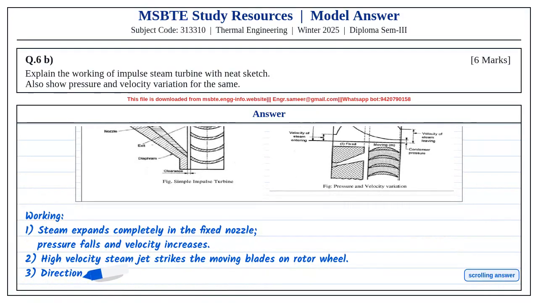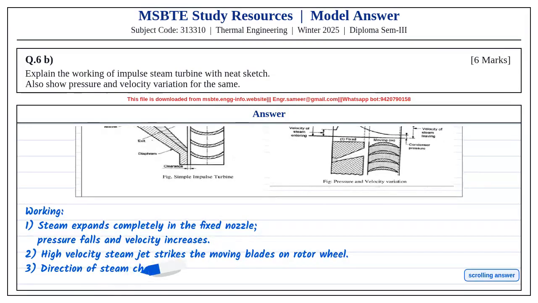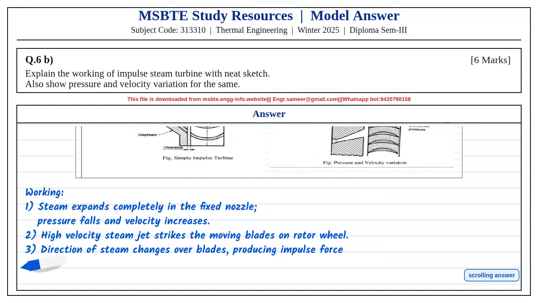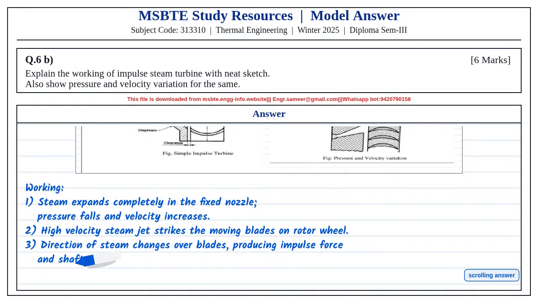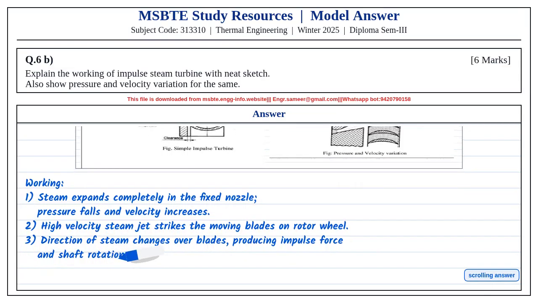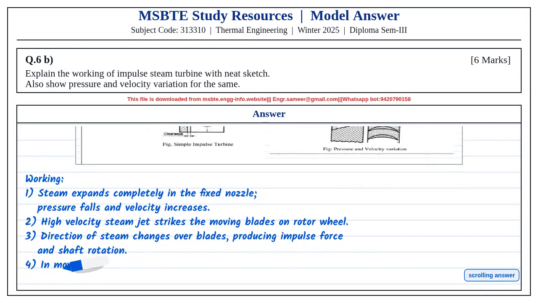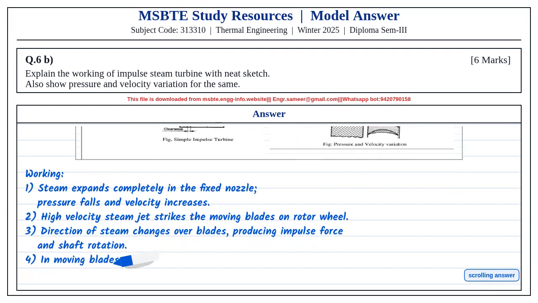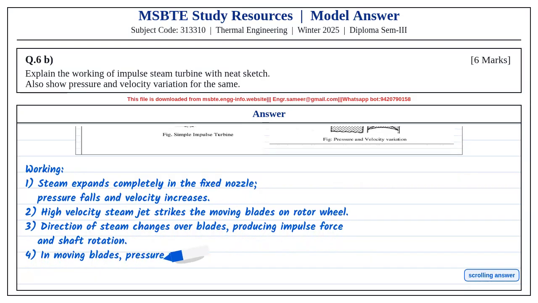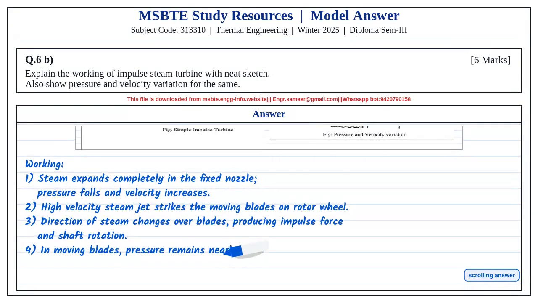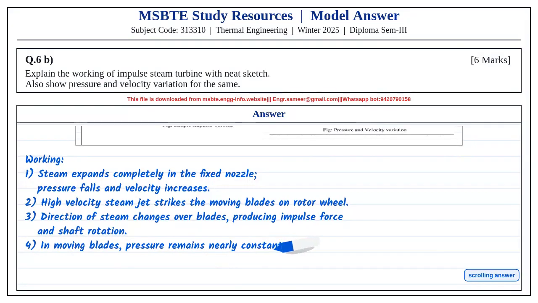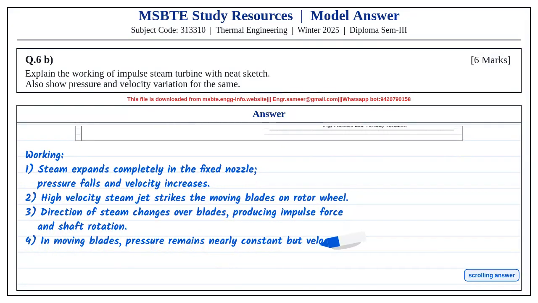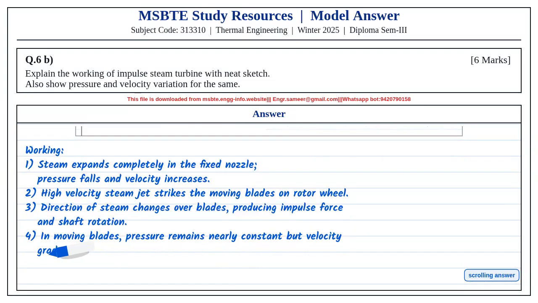Now let us read the answer. Steam expands completely in the fixed nozzle, so pressure falls and velocity increases. High-velocity steam jet strikes the moving blades on rotor. The direction of steam changes over the blades, producing impulse force and shaft rotation. In moving blades, pressure remains nearly constant, but velocity gradually decreases.